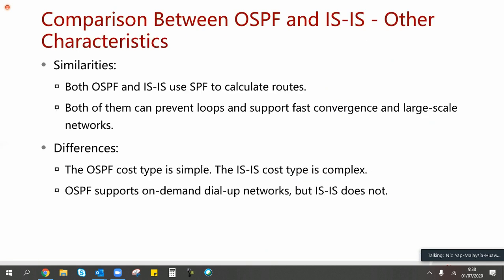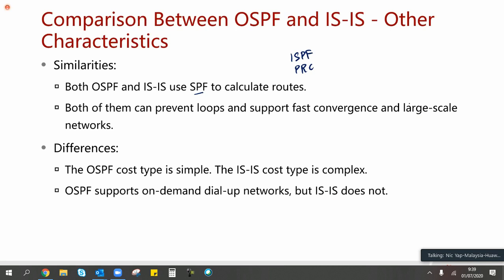And the last one we look into is the other characteristics. Under other characteristics, OSPF and ISIS use the SPF calculation route. So on the SPF calculation, it means that they're using ISPF and PRC, incremental shortest path first calculation and partial route calculation. These are the two steps used to do the calculation of the route. And both of them can prevent loops and support fast convergence and large-scale networks.